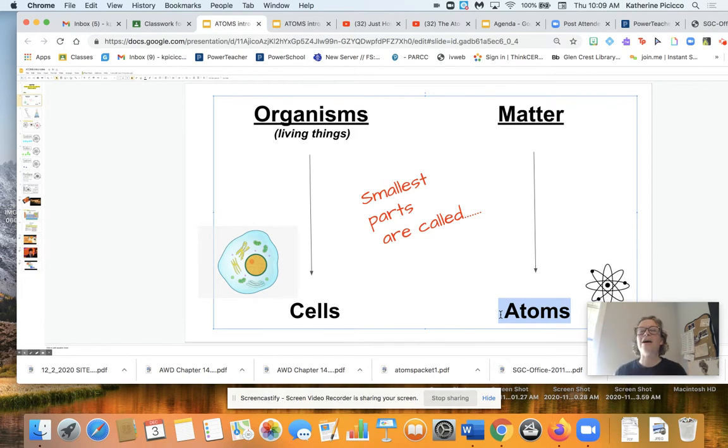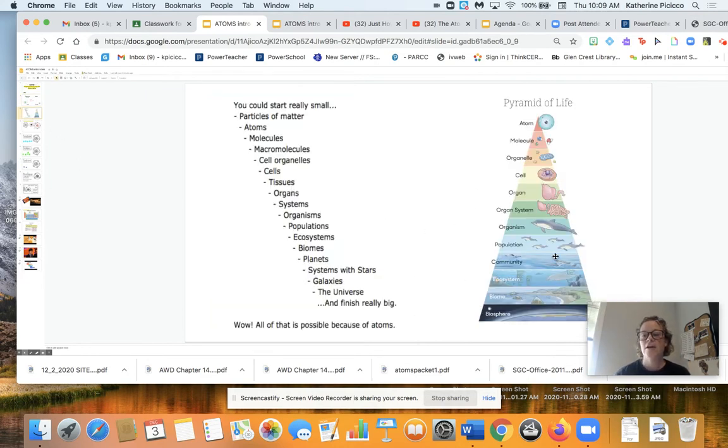If I had a giant pile of Legos in front of me, maybe I'd make a castle. Maybe you would make a giant city or an animal or something like that, right? And so atoms are the smallest parts, the building blocks of matter. All right. And we can kind of see that in the next slide, right? When we did our pyramid earlier this week, atoms are the tiniest parts, right?